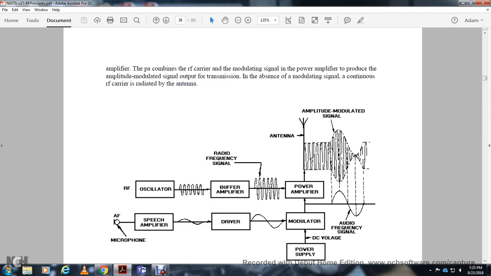Radio frequency oscillator, buffer amplifier, power amplifier, radio frequency signal, amplitude modulated signal, audio frequency signal, audio frequency microphone speech amplifier, driver, modulator, power assembly, DC voltage.